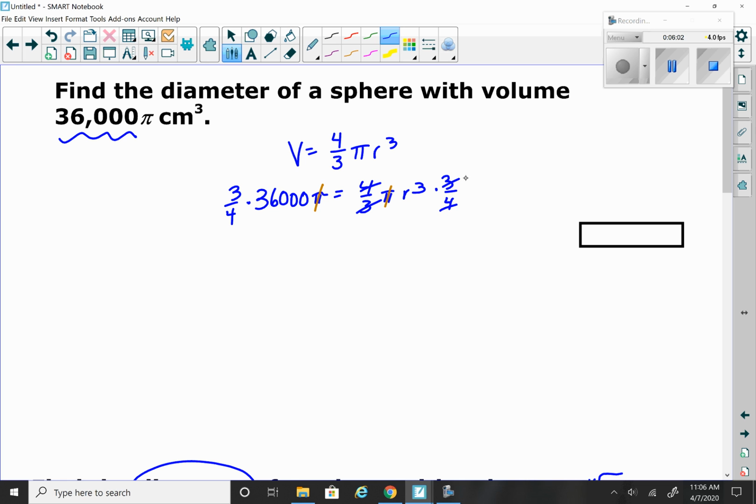3/4 times 36,000. Well, 36,000 divided by 4 is 9,000, and then 9,000 times 3 is 27,000. Or if you'd rather, you could use your calculator right there to help you figure out what 3/4 of 36,000 is. And then finally here, I'm trying to figure out what the radius is. So I need to take the cube root of both sides so that the cubed and cube roots cancel each other out. So I can have the radius.